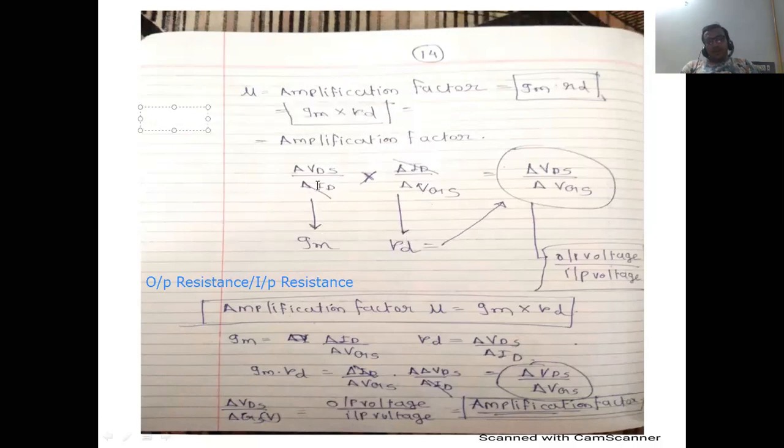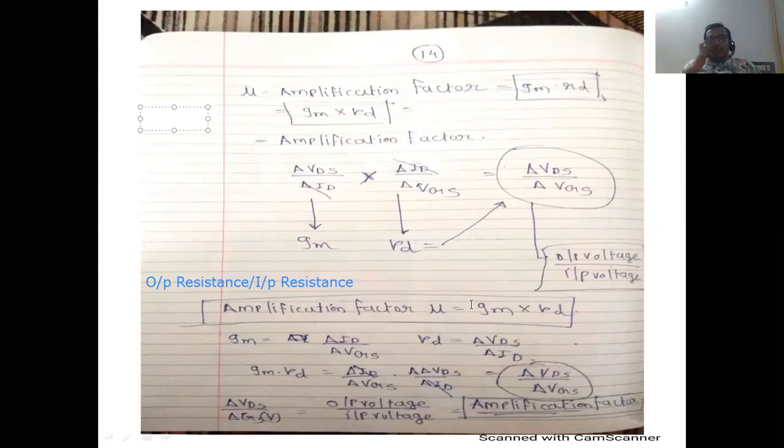See, Gm is known as transconductance, and here RD can be considered as a resistance. So delta VDS upon delta VGS is the output voltage divided by input voltage. So it is known as the amplification factor, Gm into RD. It is the fundamental equation of amplification factor. Why is it known as the amplification factor? That I have proved here. It is the basic equation. See this. Gm equal to delta ID upon delta VGS and RD equal to delta VDS upon delta ID.